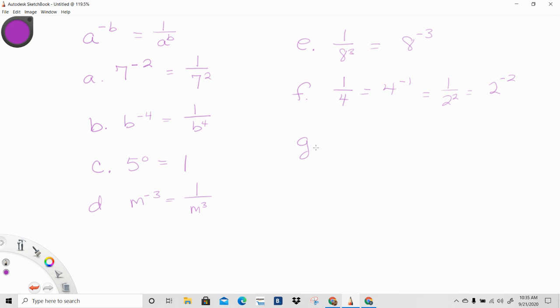Letter G, they give you 1 over c to the 5th. We're just changing that to c to the negative 5th. Again, we're following our rule up here. We're just doing it the opposite way.